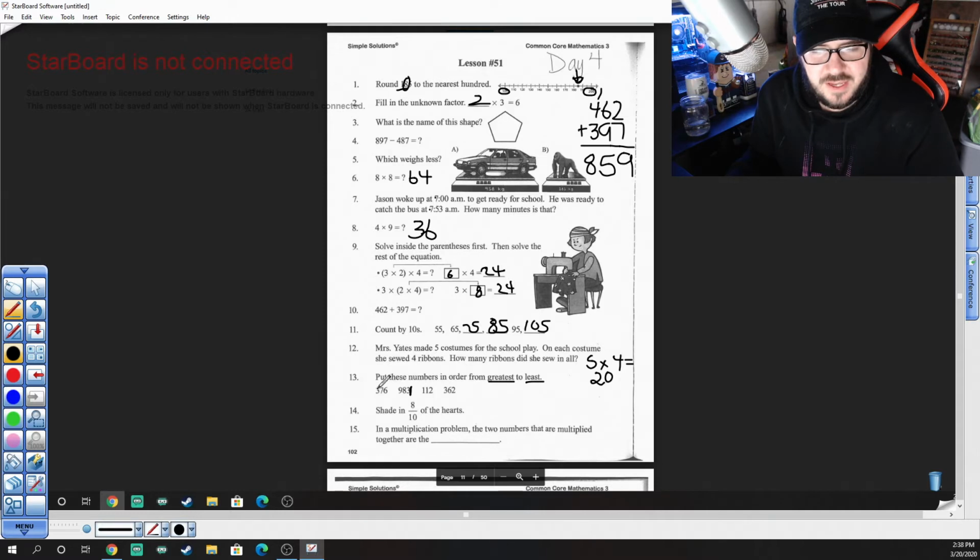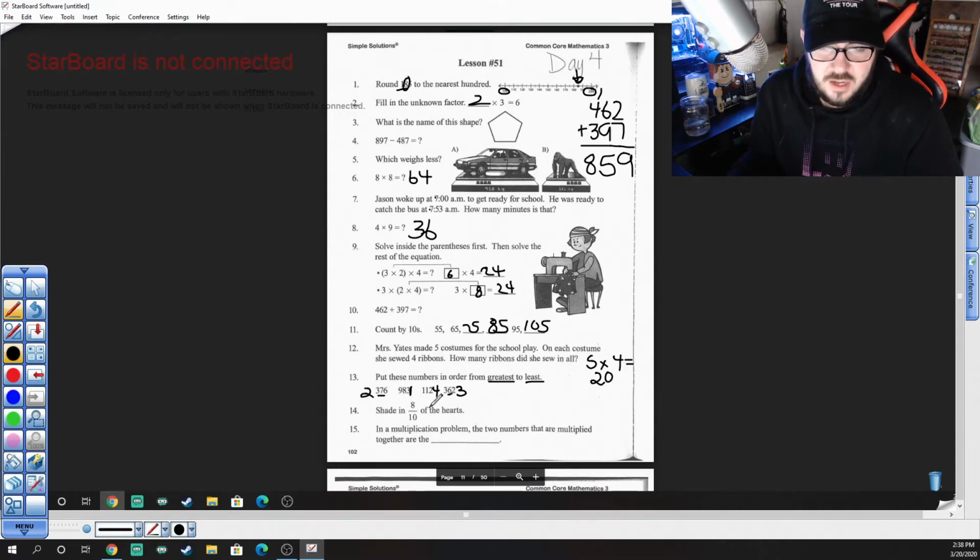Then we're going to look at, well, let's see, 3 and 1. Well, 3 is bigger than 1, so we got to go to our 376 and 362. Since they both start with a 3 in the hundreds place, we're going to need to go to the tens place. So I see a 7 and a 6. Remember, we want the greatest, so the one that would be greater would be the bigger number. So that makes this one number 2. That makes this one number 3. And the last number is 112.